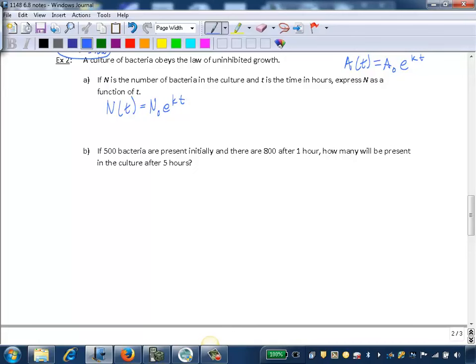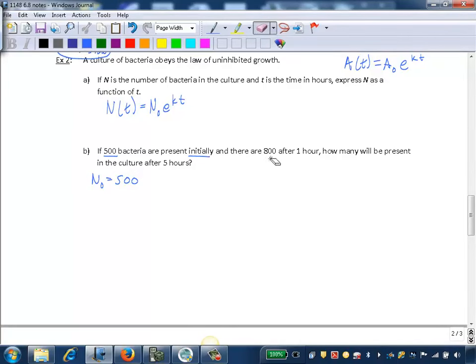Okay, now in part B, if 500 bacteria are present initially, and there are 800 after 1 hour, how many will be present in the culture after 5 hours? So in part A, we just made this generic form of our function, but now we have to actually substitute in some values here. So our only variable is t, so we've got to substitute in the n sub 0 and that k. So we have 500 bacteria present initially, so we know that our n sub 0 is going to be 500. But now, as far as that k, we're going to have to actually solve for that.